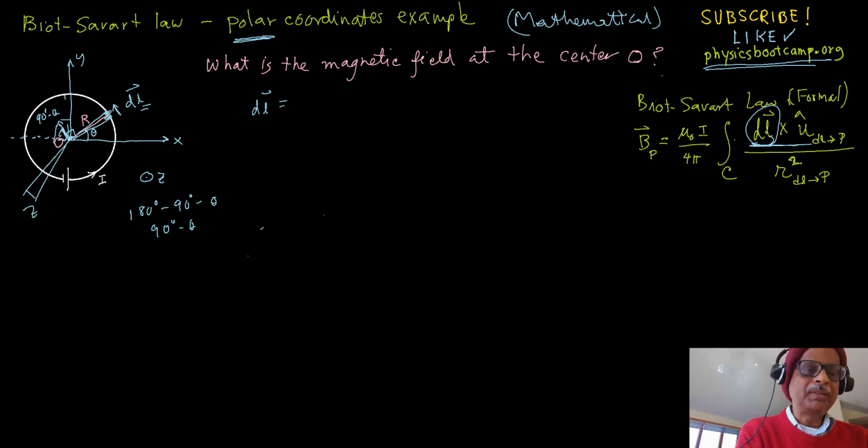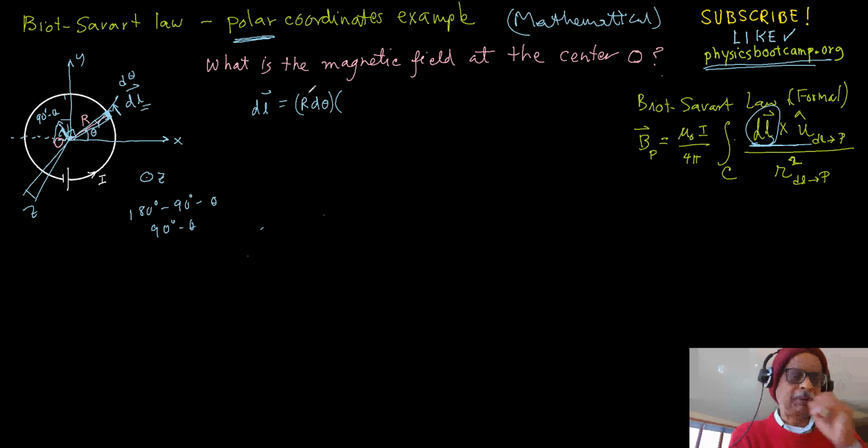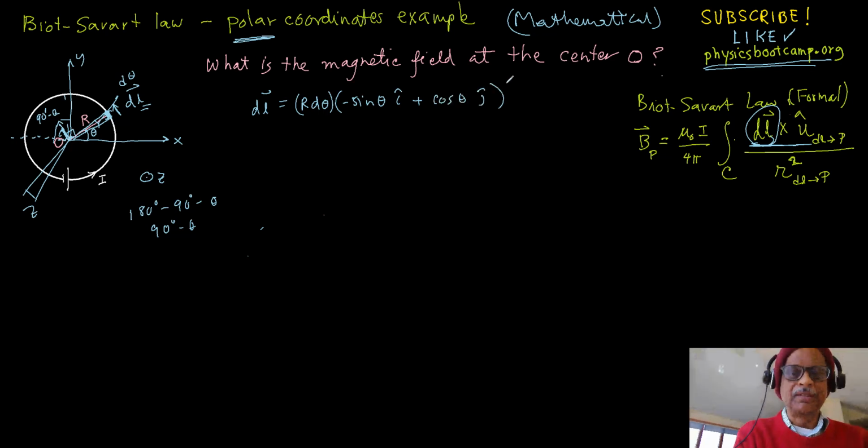So dl is how big it is, where if this is r, we will just say r d theta, and then there is a unit vector, and I will say this is like a minus sine theta i hat plus cosine theta j hat.